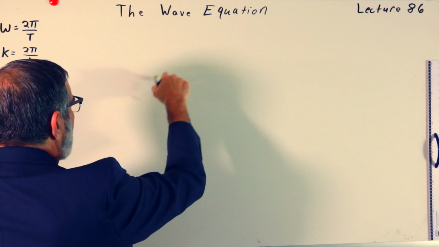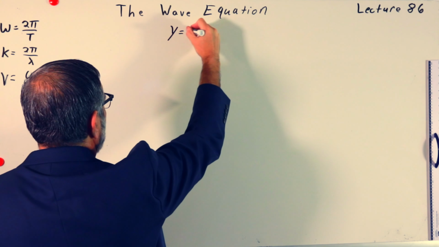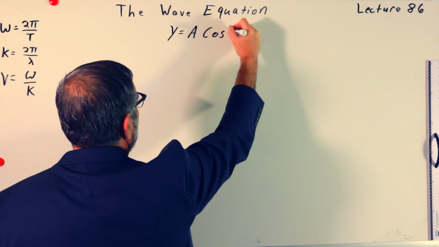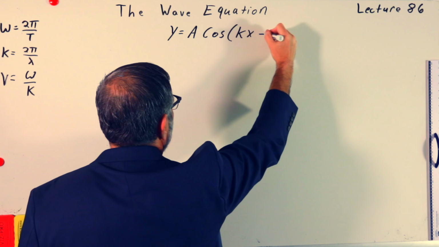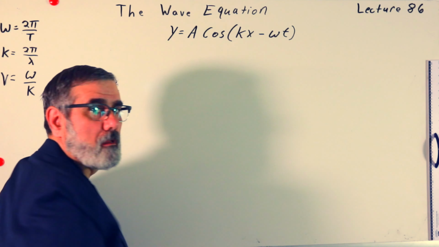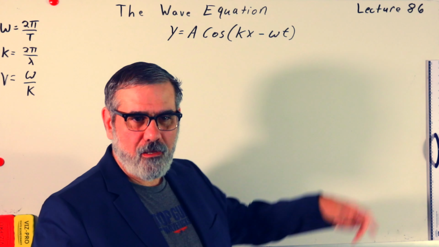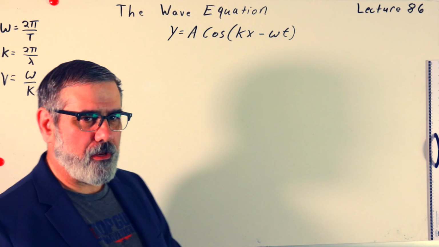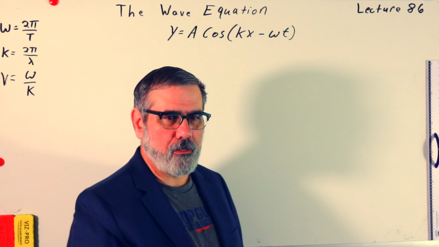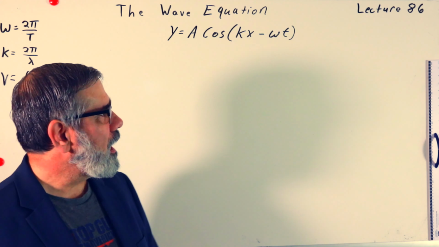Okay, so let me write the wave equation again. y equals A cosine(kx minus omega t). Yes? This is what we talked about before. This is our traveling wave, right? It just looks like a cosine function that, as time goes on, travels to the right. Okay?